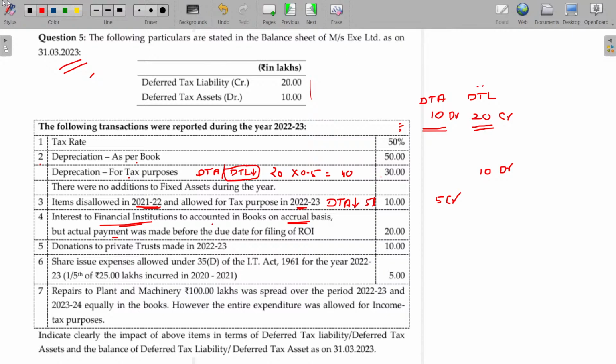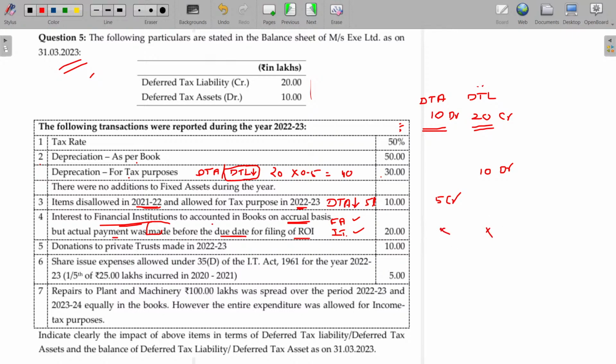What happens here? The payment is done before the due date of filing of return. So for the financial accounts, debited. For income tax purpose, debited. Is there any change in the profit? No change. If there is no change in income or tax between the financial accounts and income tax, there will not be DTA or DTL. So we don't have DTA or DTL.